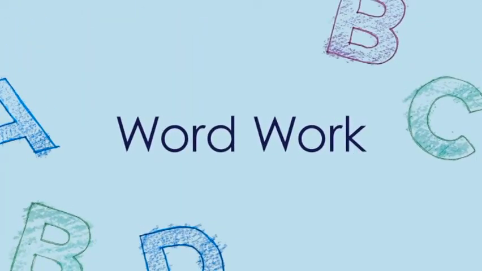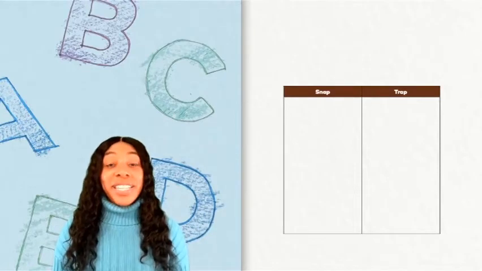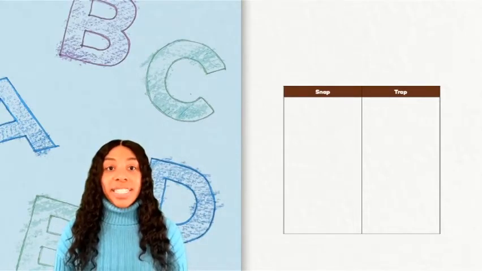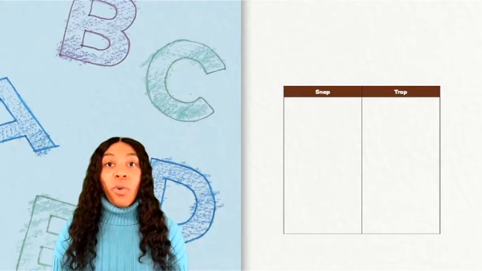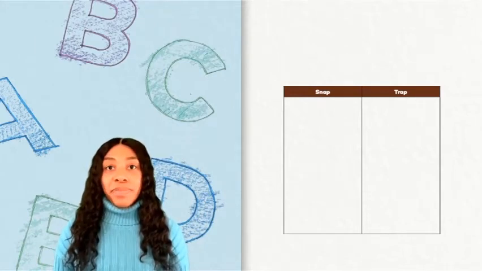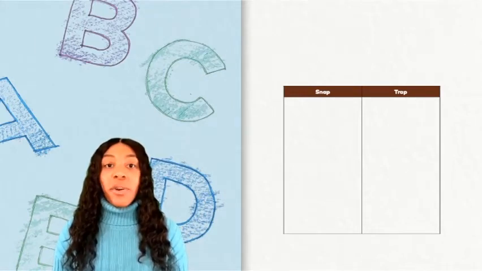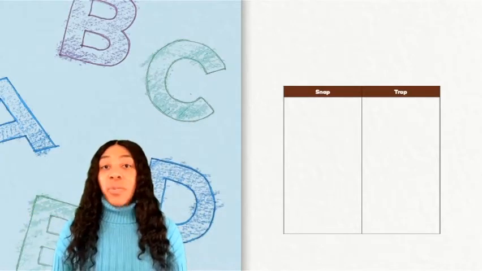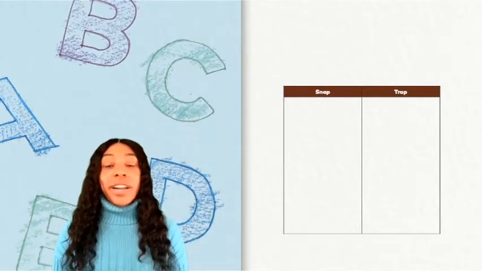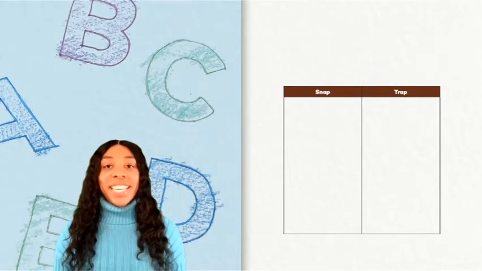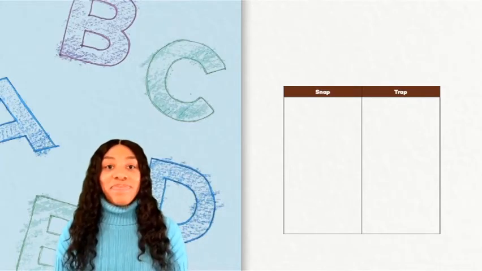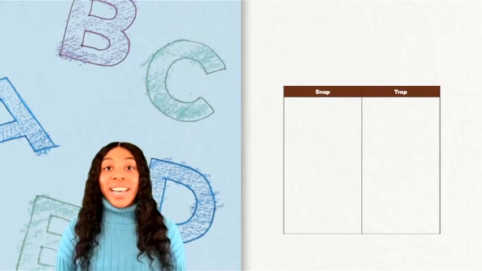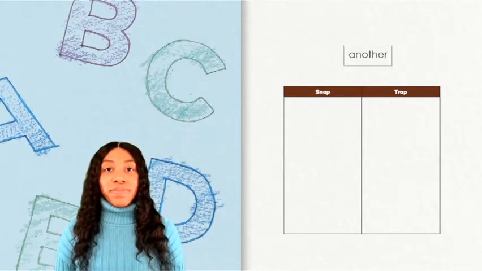Word work. It's time for us to look at some high frequency words and add them to our snap or trap chart. Remember, we put words that play fair or follow the rules that we know in the snap column, and words that don't play fair or are not spelled as we would expect in the trap column. Here we go. Here's the first word.